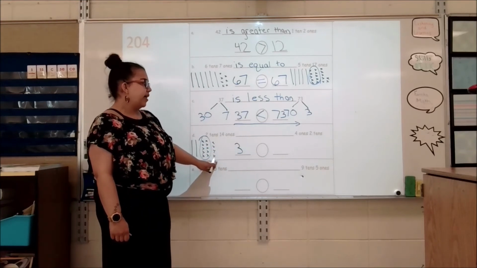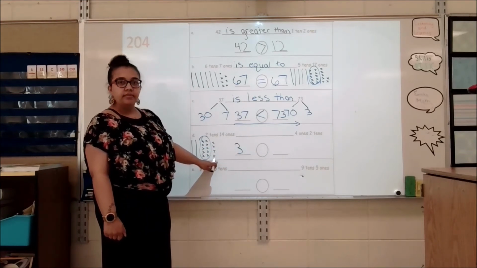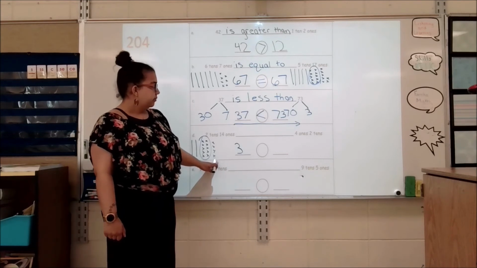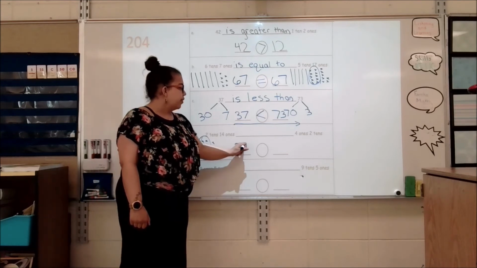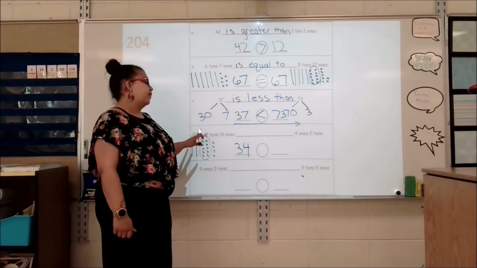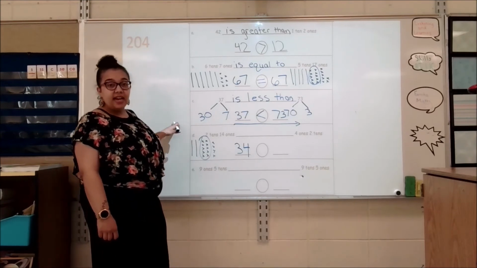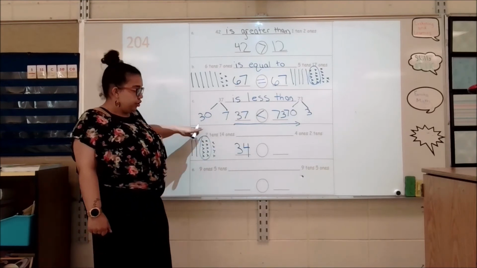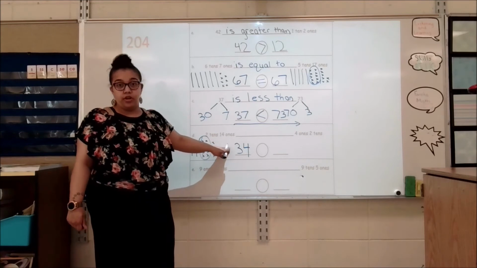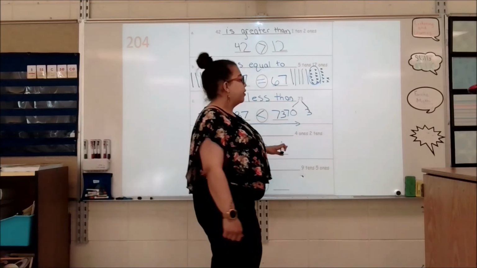How many ones are there in this? 4. There are 4 ones. So it's really 34. The number on the left side is 34. 2 tens and 14 ones is equal to 34. That's that value. So now we're going to draw this one.